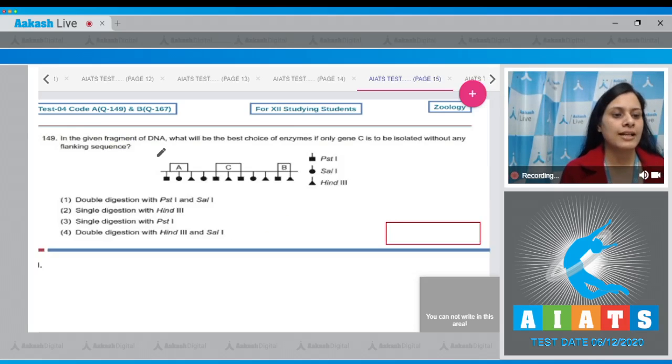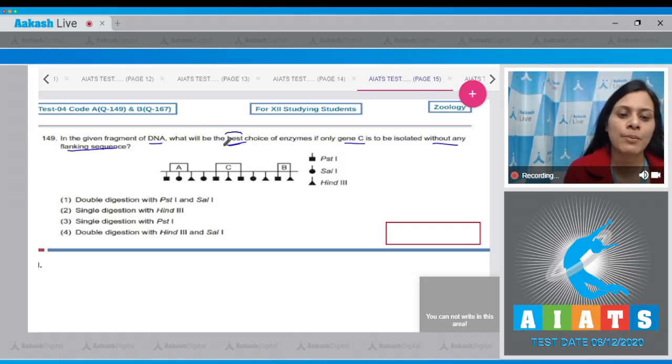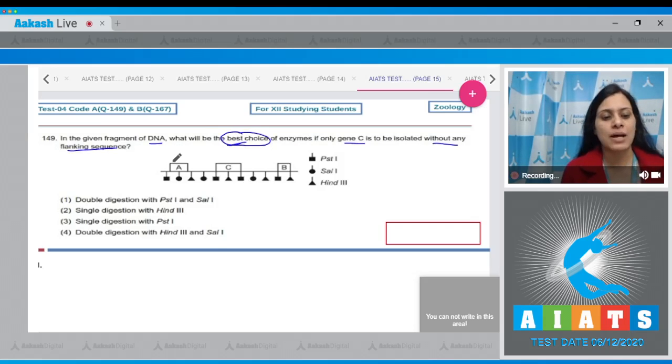Question number 149. In the given fragment of DNA, what will be the best choice of enzymes if only gene C is to be isolated without any flanking sequences? So you have to find out the best choice of enzymes among the given options. This is the sequence given and you have to actually take out only this gene.